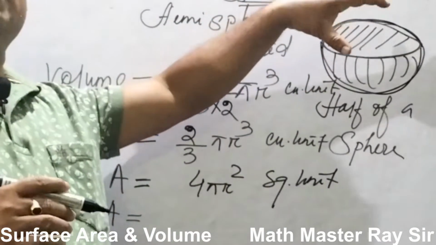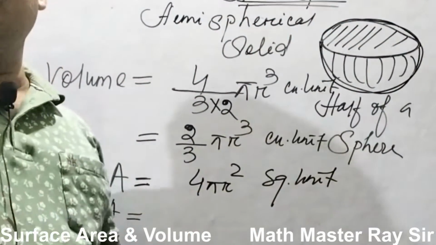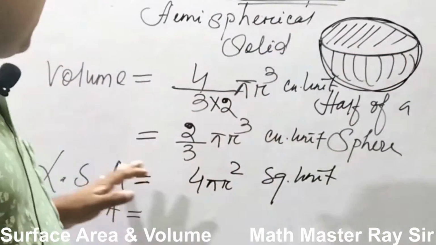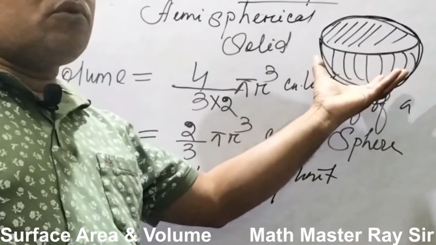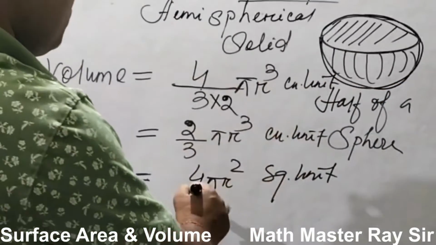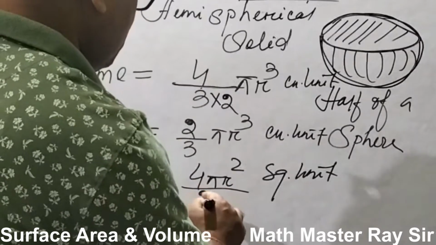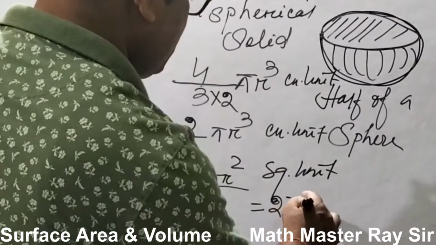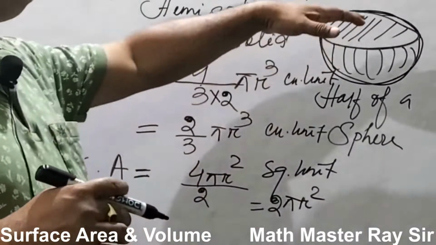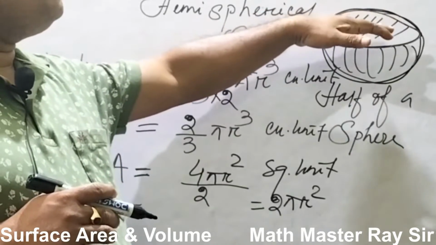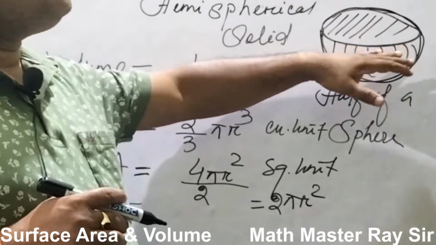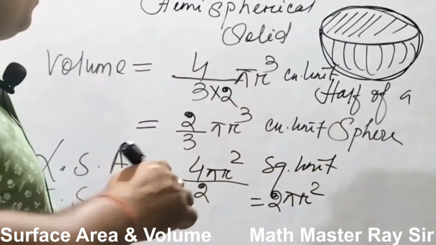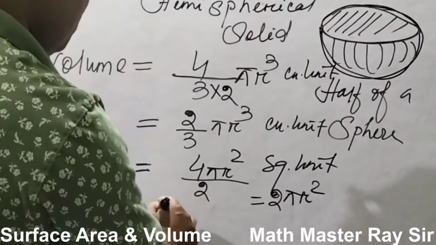As the total surface area of the sphere was 4 pi r square, the lateral surface area of the hemisphere, that means the bottom part of the hemisphere, would be half of this one. Just divide. It will be 2 pi r square. If the upper face is included, that means it has two faces, two surfaces, first the bottom one, then the top one, then it will become the total surface area of the hemisphere.